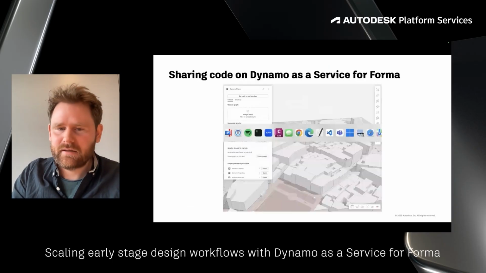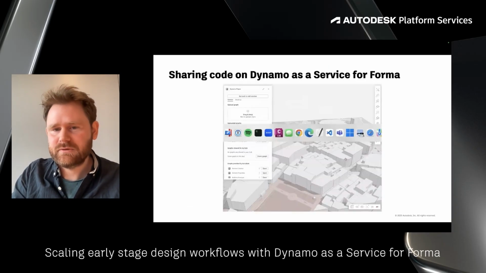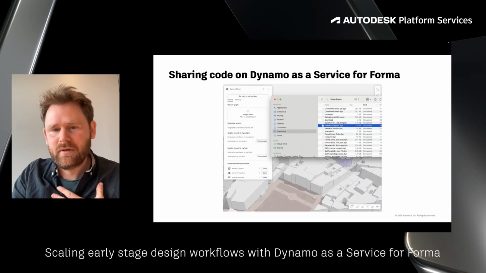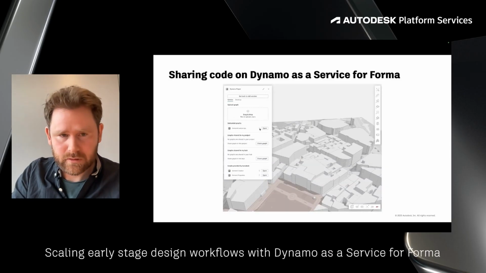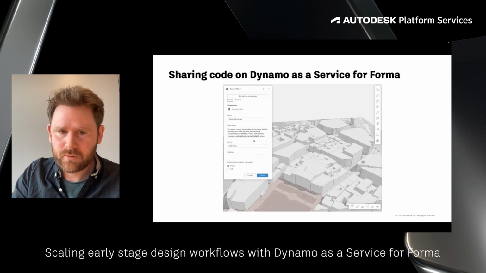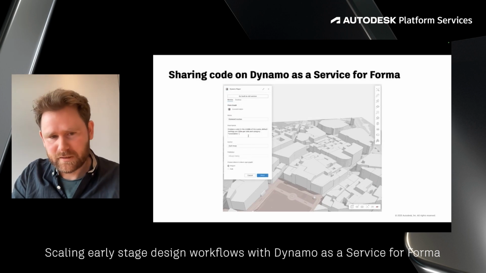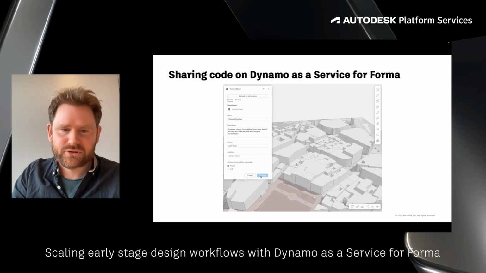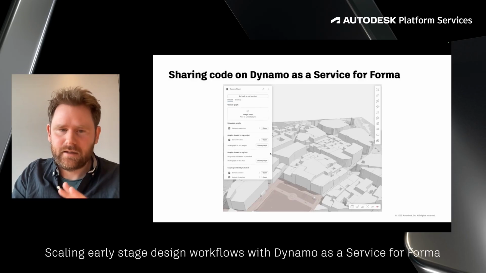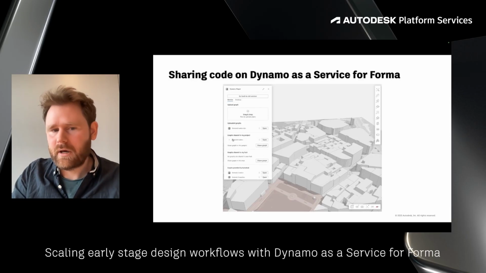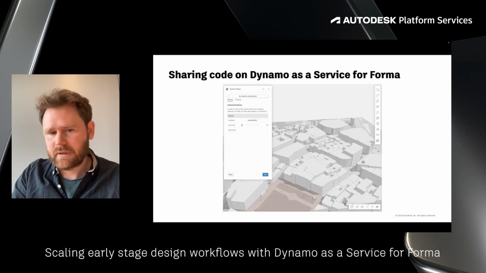So let's look at how this works in practice. So I have a script. On my computer is a dyn file. I drag and drop it into the Forma extension for Dynamo. I click the share button. I remove the warnings, of course. I share this. And at this point, my users can open their projects and open the script that I brought.